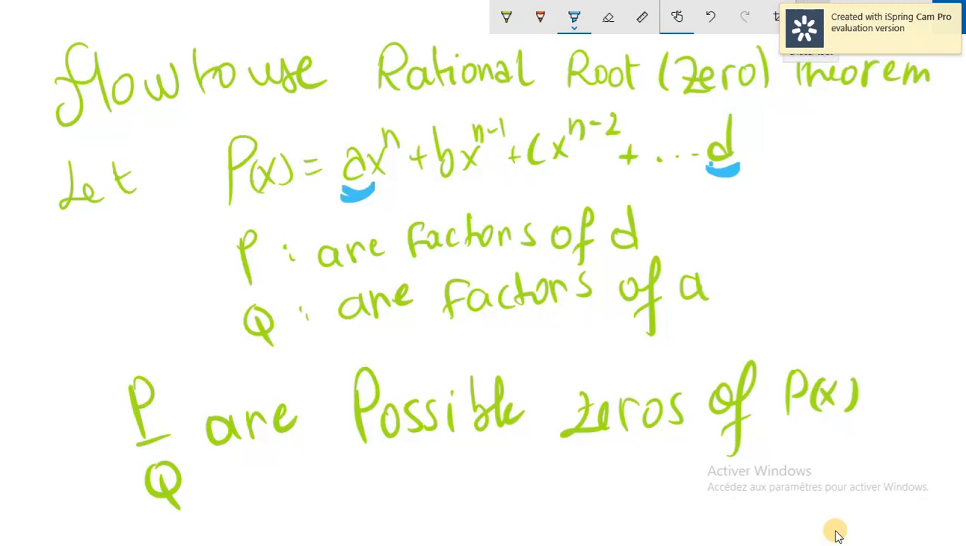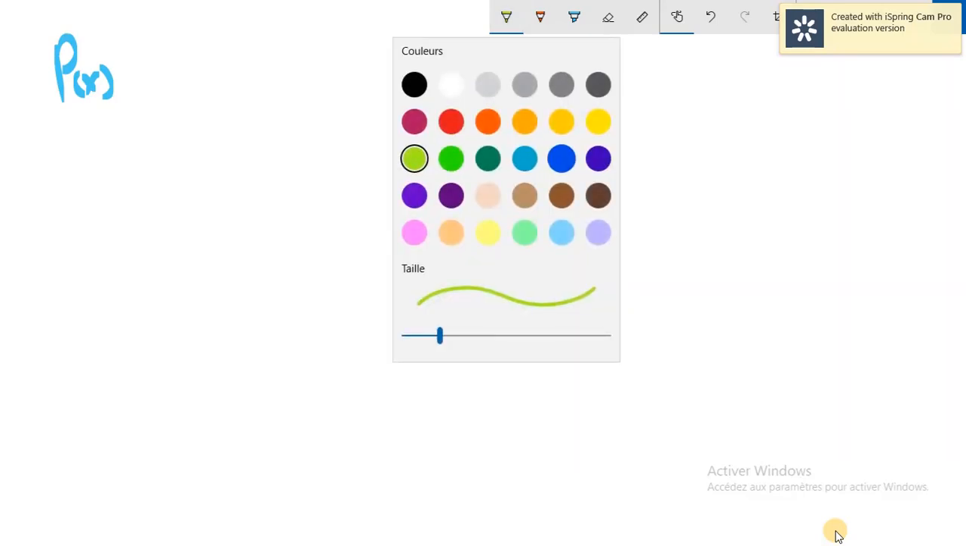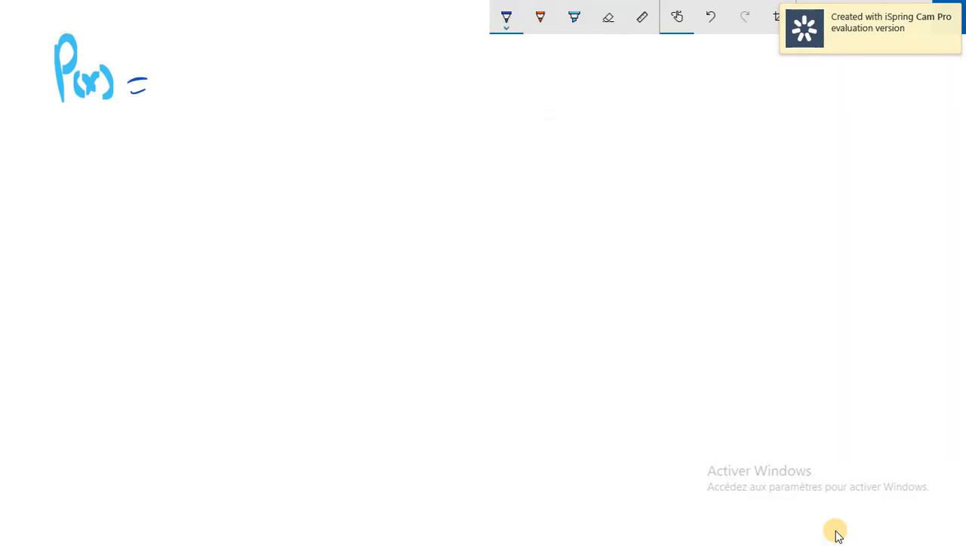How is it? Let's give an example. Now imagine that you have a polynomial function called P(x) equal to 5x^3 minus 2x^2 minus 20x minus 8. So P(x) is equal to 5x cubed minus 2x squared minus 20x minus 8. So what are p and what are q?